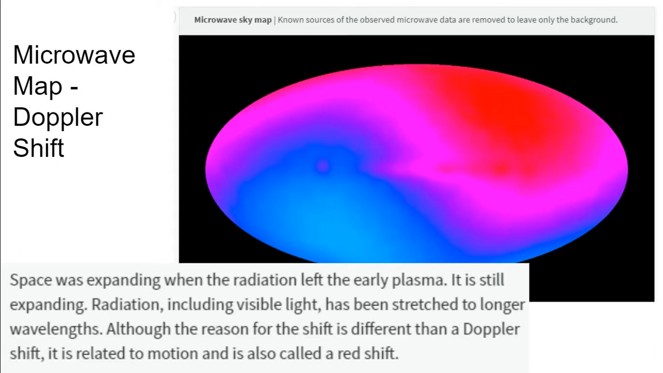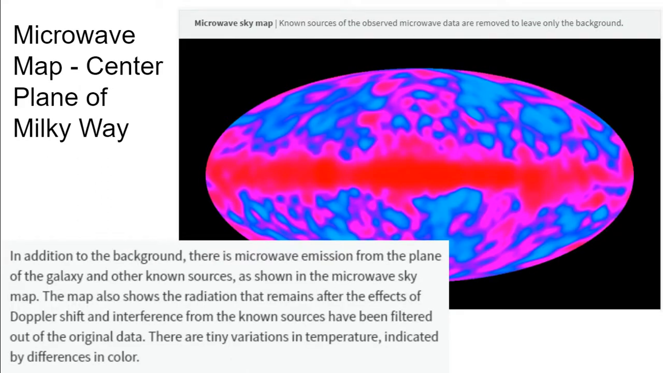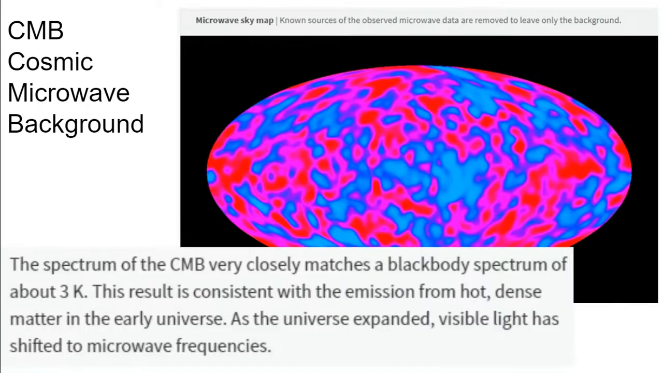So looking at this and looking at the early plasma, this radiation has been stretched to longer wavelengths, and that's where we see these Doppler shifts. This is a view of just our Milky Way, and we can see that in the middle there. As we take this out, there is the cosmic microwave background, which we can see permeates through the universe, and again is really strong evidence for this idea of the Big Bang.